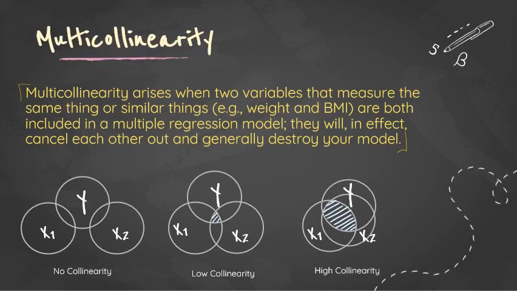Multicollinearity arises when two variables that measure the same thing or similar things are both included in a multiple regression model. They will in effect cancel each other out and generally destroy your model. The graphs below show how multicollinearity changes the predictor variables and the explanatory variables.